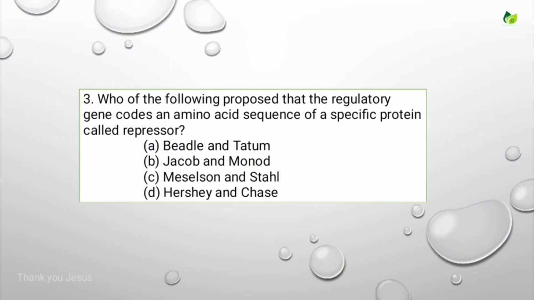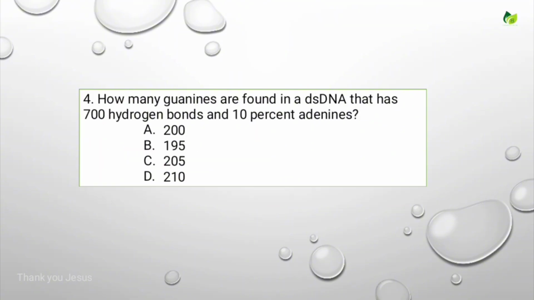Who of the following proposed that the regulatory gene codes an amino acid sequence of a specific protein called repressor? So, options are Beadle and Tatum, Jacob and Monod, Messelson and Stahl, Hershey and Chase. For this, the correct answer is Jacob and Monod. Let's see the next question.